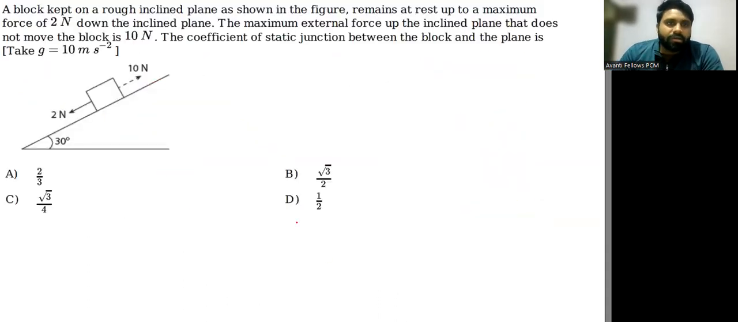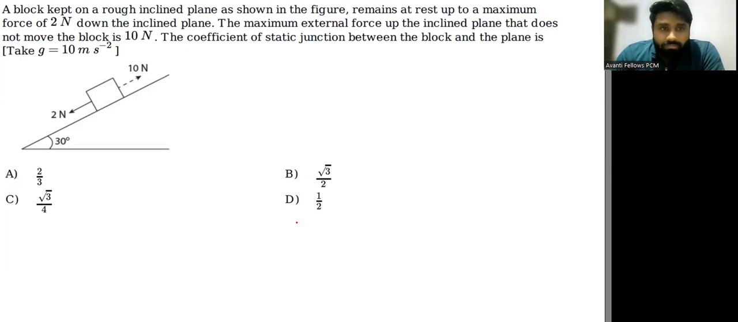Now, a block kept on a rough inclined plane as shown in the figure remains at rest up to a maximum force of 2 Newton down the inclined plane. The maximum external force up the inclined plane that does not move the block is 10 Newton. The coefficient of static friction between the block and the plane is? So try to understand what has been said in the question.